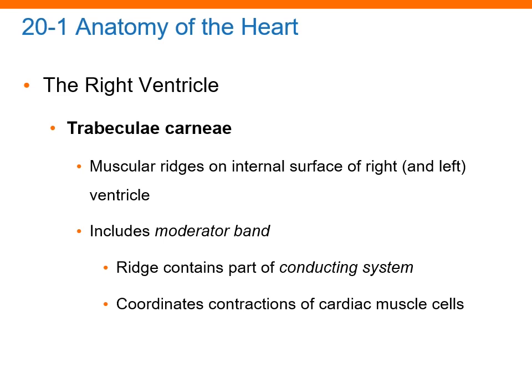The right ventricle has something called the moderator band. That is a ridge that contains part of the conducting system. For some reason, we evolved without a moderator band in the left ventricle. So it's kind of a thicker piece of tissue, basically, that travels across the right ventricle, and they believe that helps with coordinating the contractions of the cardiac muscle cells. I don't want you to know too much about the moderator band, honestly.